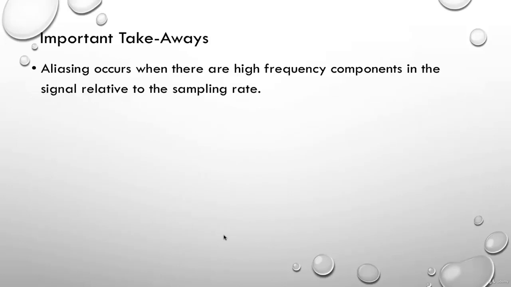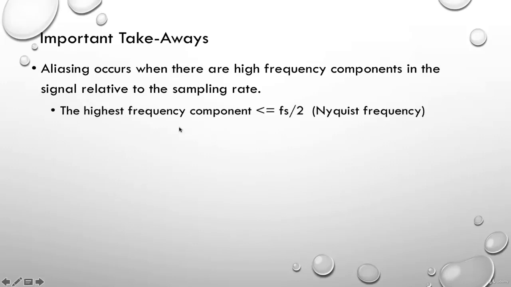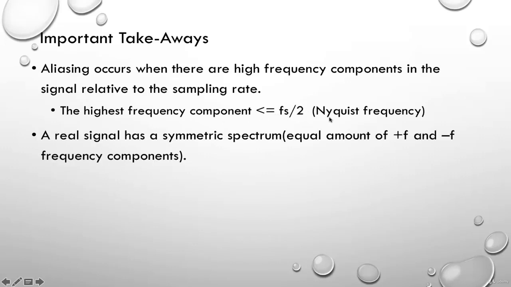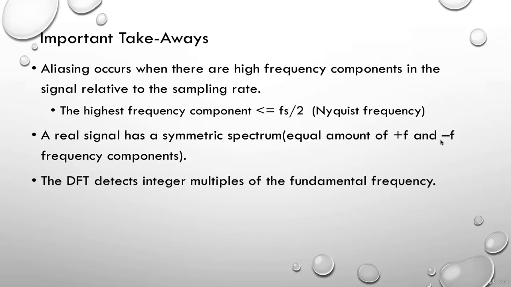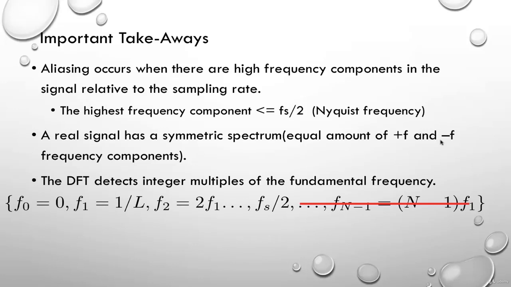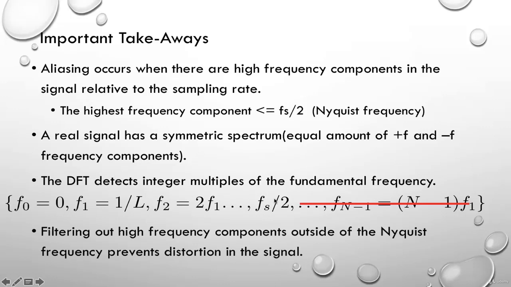Okay, here's a summary of what we learned from this lecture. Aliasing happens when there are high frequency components in relation to the sampling rate. More precisely, we need to make sure that the highest frequency component is no more than half of the sampling rate, which is the Nyquist frequency. Any real signal has a symmetric spectrum. If I have a frequency f in the signal, I must also have a negative f. The DFT detects integer multiples of the fundamental frequency, in other words, all frequencies from 0 to the Nyquist limit. So we want to filter out these frequencies before we sample, so that we don't have the problem of aliasing and distorting the signal.